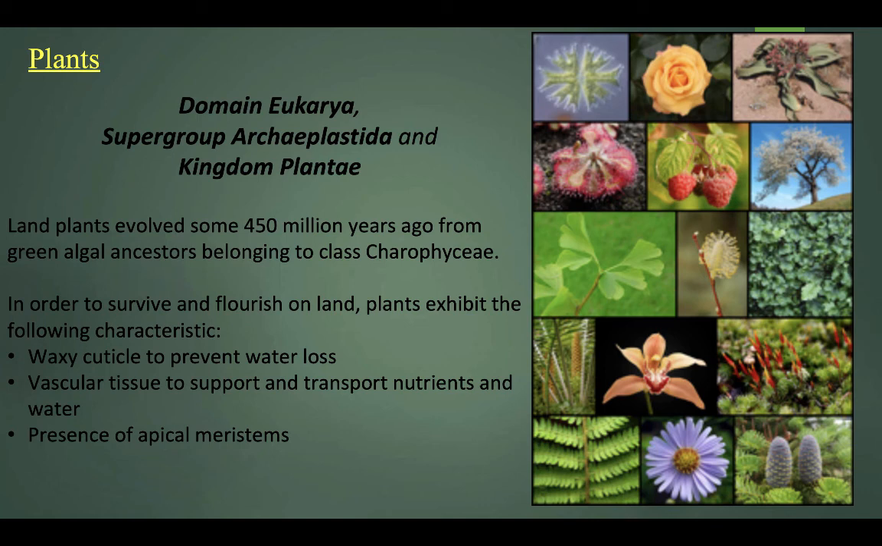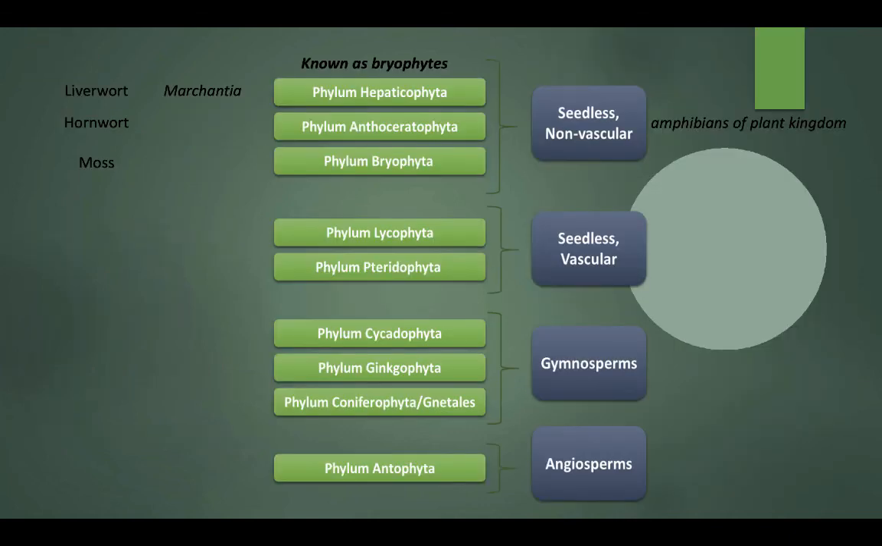And then the last is the presence of an apical meristem. Now, these meristems give rise to the primary plant body and are responsible for the extension of the roots and the shoots. And so this area is capable of division and growth in these root and shoot tips in plants. So that's why this is important. So these are the 3 main characteristics that plants now exhibit to allow them to flourish and survive on land.